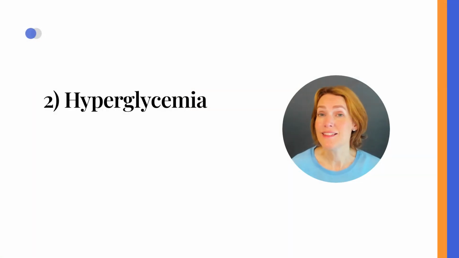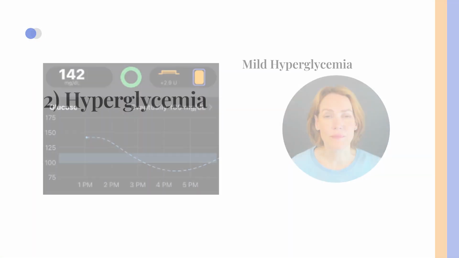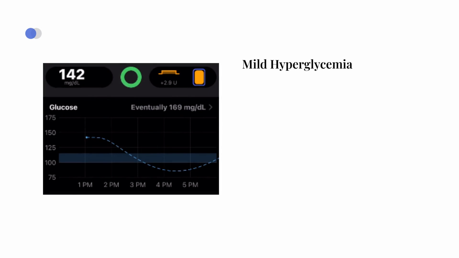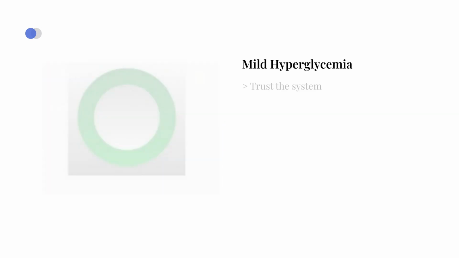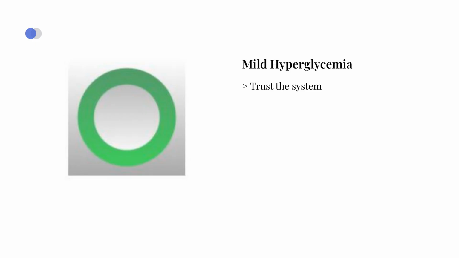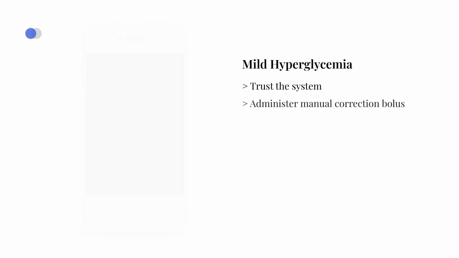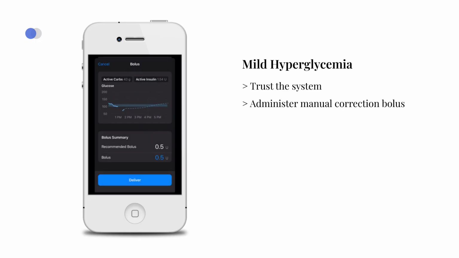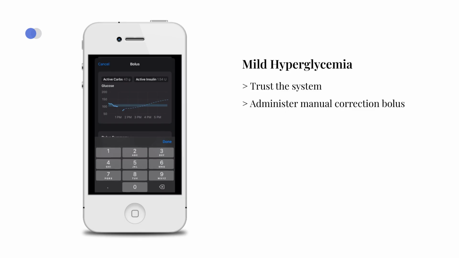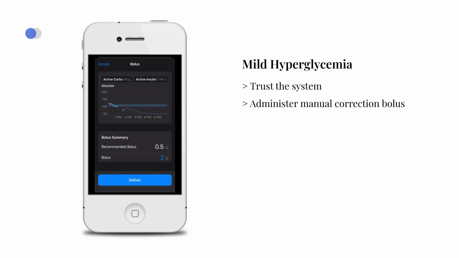2. Hyperglycemia. In the case of mild hyperglycemia, it is generally advised to trust DIY Loop and allow it to handle the situation. However, if a hyperglycemic episode goes unnoticed by DIY Loop, you can manually administer an insulin bolus using the bolus icon. Loop may recommend an insulin bolus if it predicts hyperglycemia, and you have the choice to accept or decline the recommendation.